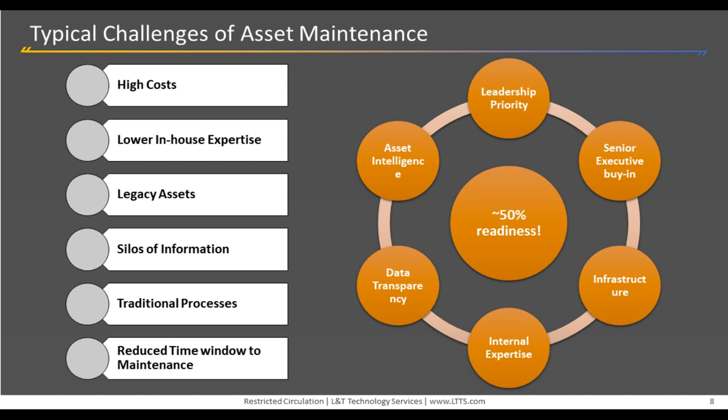What we have seen on the right hand side of the slide is a very recent survey that was conducted, specific to asset maintenance, and we just went through the various criteria. Accepting the leadership priority and the senior executive buy-in, the rest of the infrastructure, the internal expertise, the data transparency, and the intelligence on the assets that people own were not even ready up to 50%, which means there is a definitive opportunity for the digitalization of asset maintenance and the entire process.